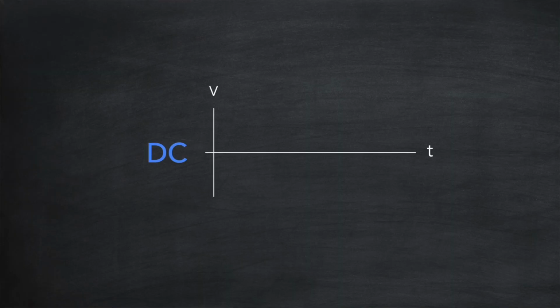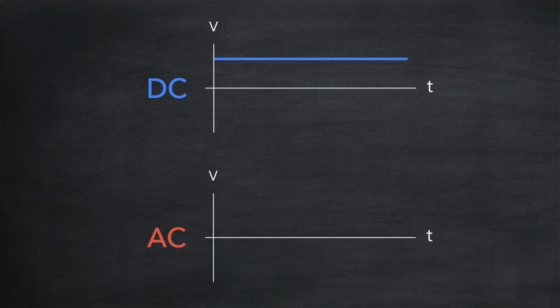In the UK and Europe, this frequency of change is 50 times a second, or 50 Hertz, and in the US and some other countries it's 60 Hertz. It's easier to understand the difference between DC and AC current flow if we plot them on a graph. DC is straightforward. The current flows in one direction only at a constant voltage. AC is a little more complicated. The current flows in one direction to begin with, the voltage growing from 0 to a maximum level before declining back to 0 again. Then the current starts to flow in the opposite direction, with the voltage going negative for a while, and the cycle repeats.